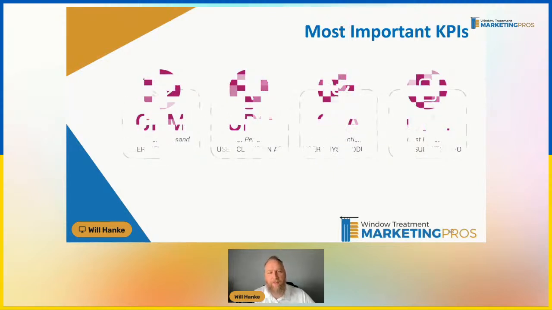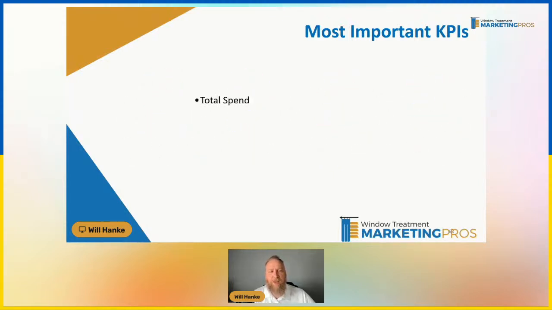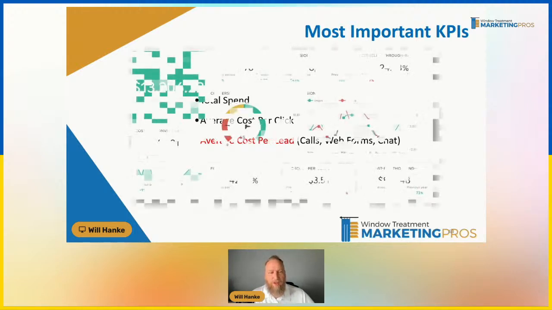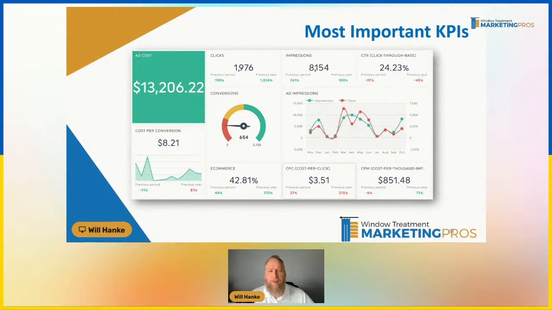Now, for us, there's a couple different things. Total spend, obviously, you want to know that every month. Your cost per click, or how much it costs you every time somebody clicks on your ad. But most importantly is cost per lead. So I put $1 in, $5 came out. So I spent $1 and I made $5 in lead value. So that is definitely the most important.